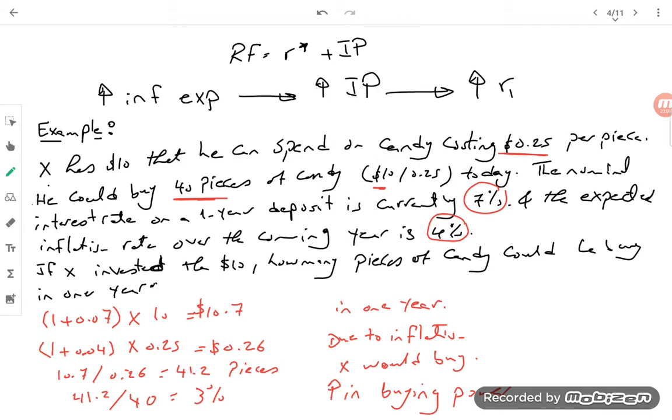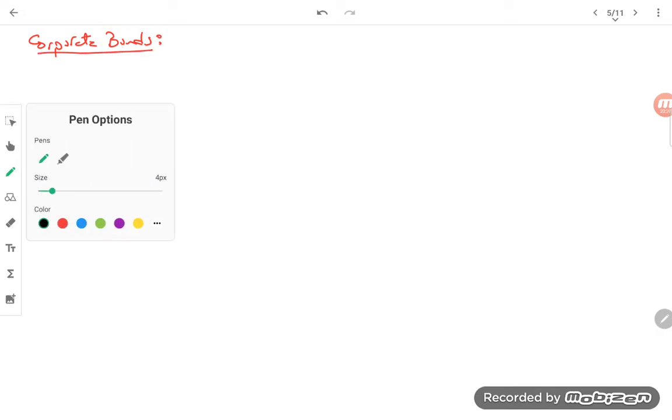Now let's move to the second part of this chapter, which is corporate bonds. What are bonds? A bond can be defined as a long-term debt instrument indicating that the corporation has borrowed a certain amount of money and promises to repay it in the future under clearly defined terms.